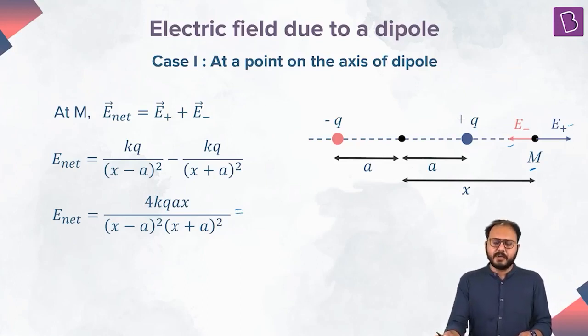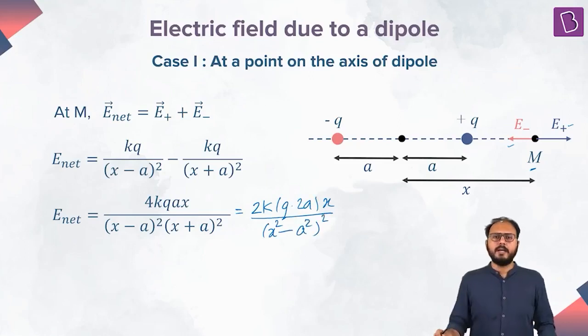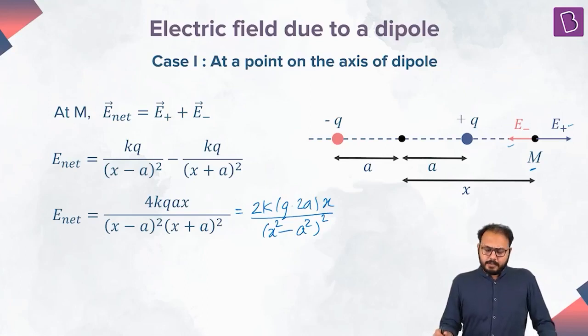Can I write this further as 2k q times 2ax whole upon (x square minus a square) whole square? Allowed? What is this, guys? What is q times 2a for the dipole? Dipole moment.